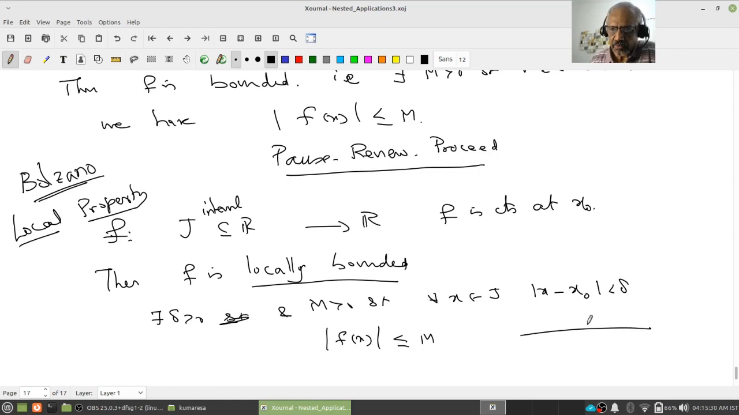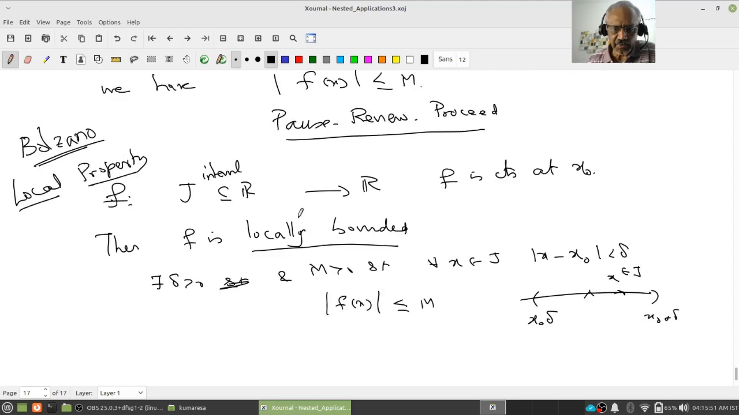So I have (x naught − delta, x naught + delta). Start with any x, that x also should be in J. The reason why I'm saying x should be in J is I'm assuming the interval J may be closed at one point or closed at both endpoints, or it may be unbounded, and so on, all possible intervals. But all we require is continuity. You understand this?